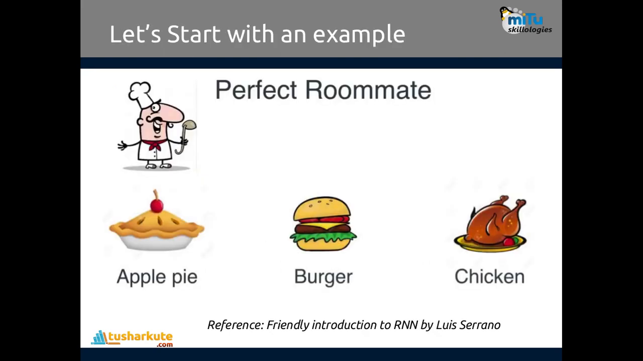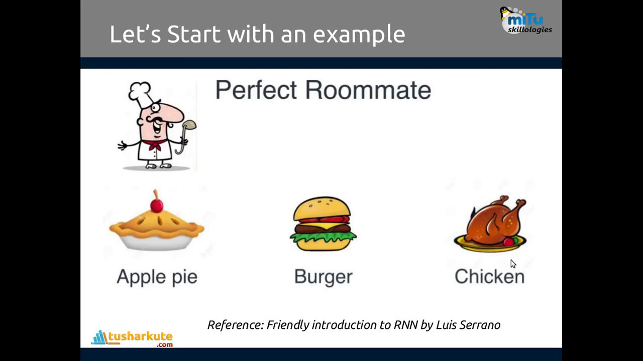Let's see an example. A good example I found is in A Friendly Introduction to RNN by Luis Serrano. Let's go with this. So for example, I am living in a room and I want a perfect roommate. This roommate is a perfect cook also, so I want, or we want actually, the food from him. He must be capable of cooking apple pie, burger, and chicken.